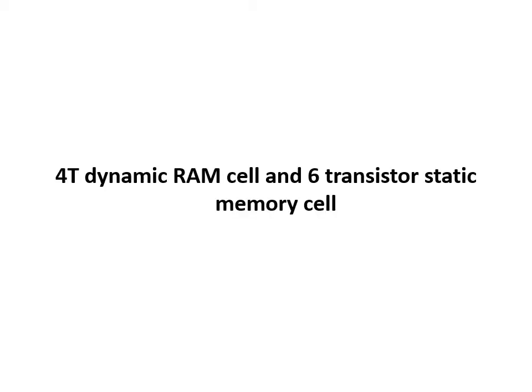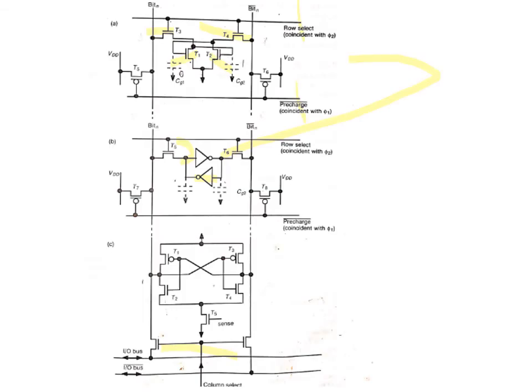So in this session we will be discussing the 4 transistor dynamic memory cell and the 6 transistor static CMOS memory cell. The memory elements discussed so far, maybe it is the 3 transistor or 1 transistor memory cell or pseudostatic CMOS and pseudostatic NMOS, all involved N-type transistors. Thus they can be implemented either in NMOS or CMOS designs.